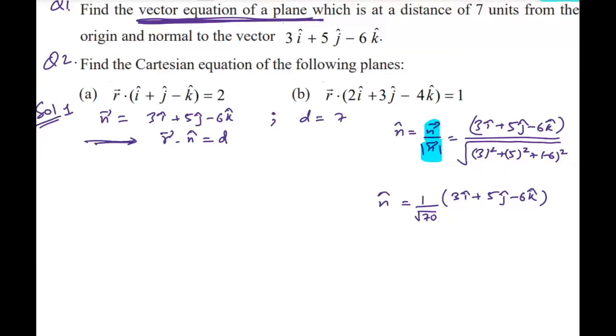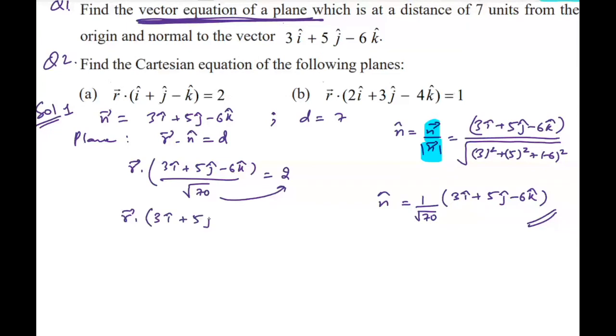So we got this n cap. Now this is the equation of plane. Please learn it now only: r vector dot n cap equals to d. So r vector will remain r vector, and n cap is nothing but 3i plus 5j minus 6k divided by root 70, equals to 2. Now we can move it there: r dot 3i plus 5j minus 6k equals to 2 root 70.